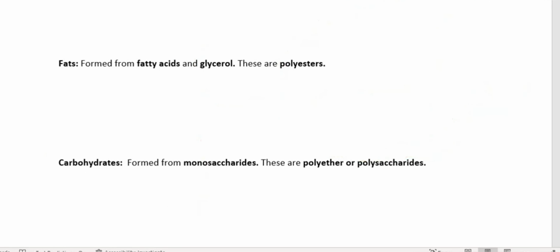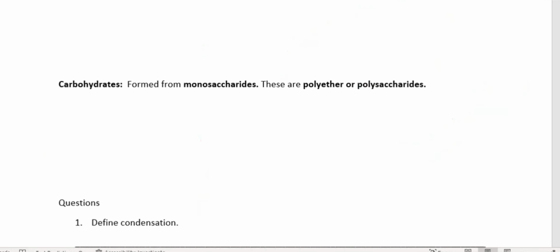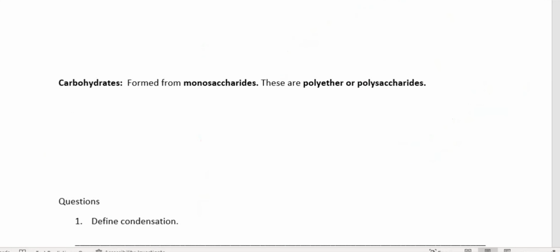Okay, so let us proceed again. The next one is your carbohydrates, formed from monosaccharides. I said mono means one. The word saccharides means sugar.